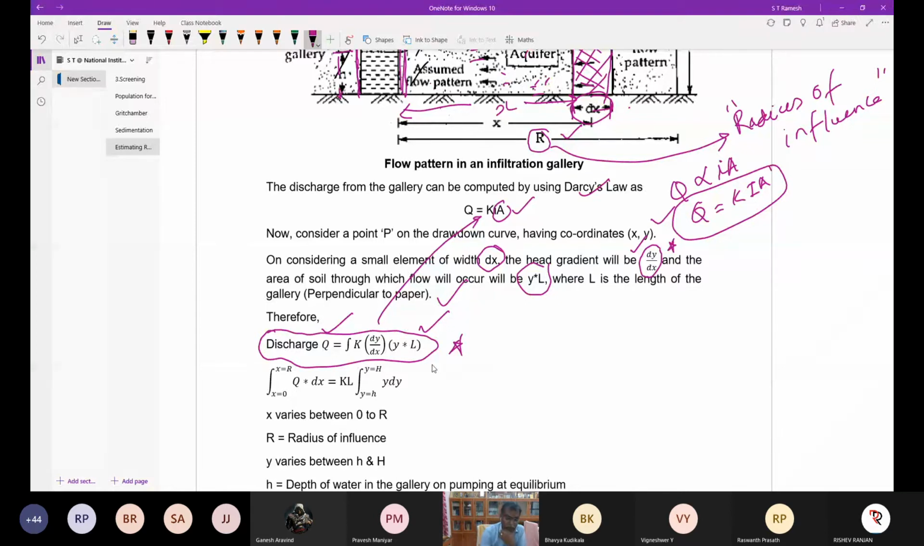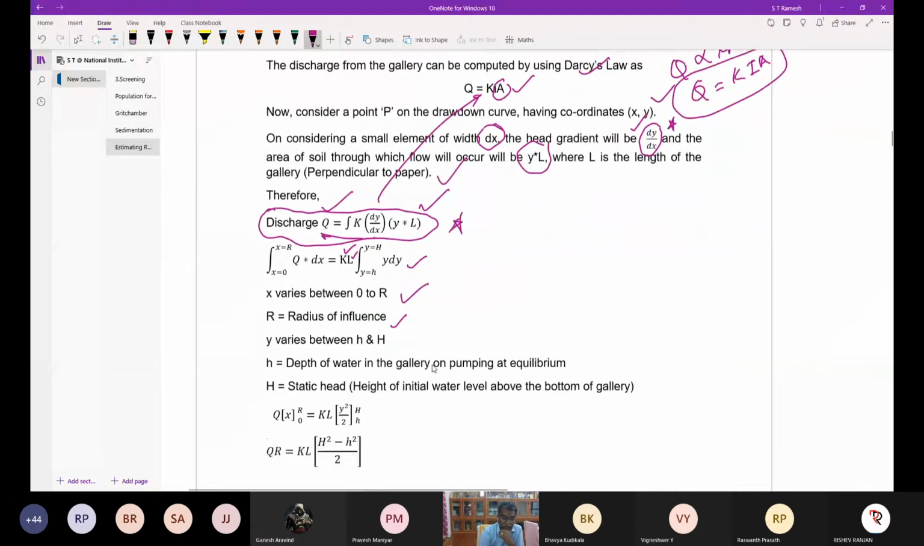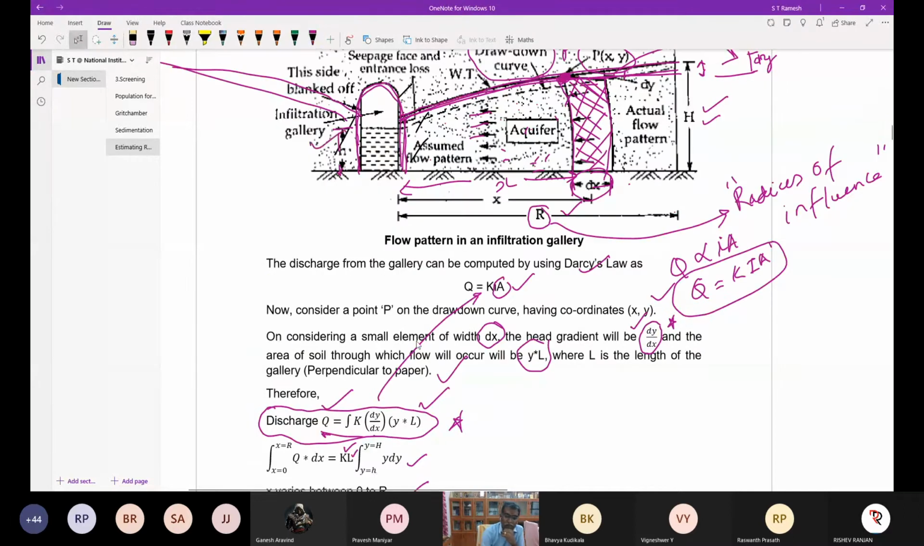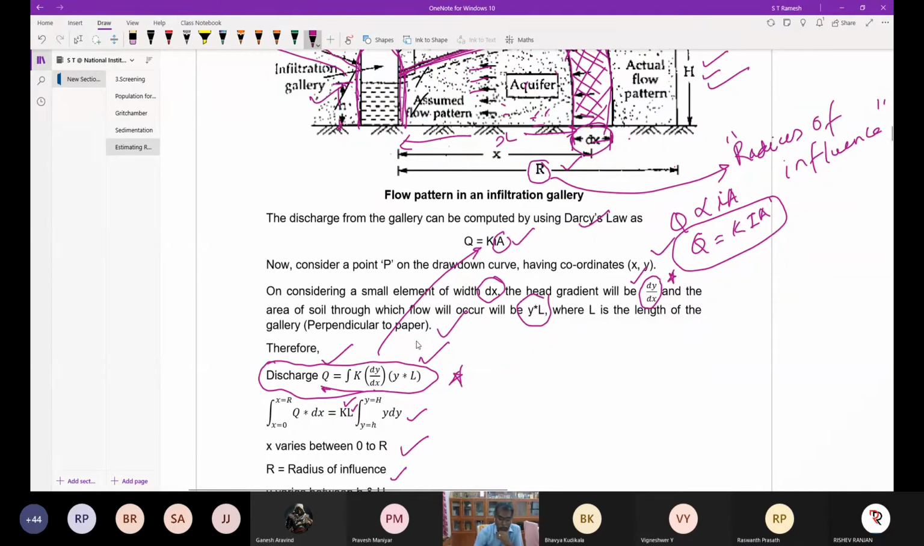Now I have to integrate, because I want to calculate the discharge. So Q into dx is equal to K into L, and all of these are constant. K is constant and L is constant. So the integration of y into dy, where x varies from 0 to r, where r is the radius of influence that I already mentioned, and y varies between capital H and small h.